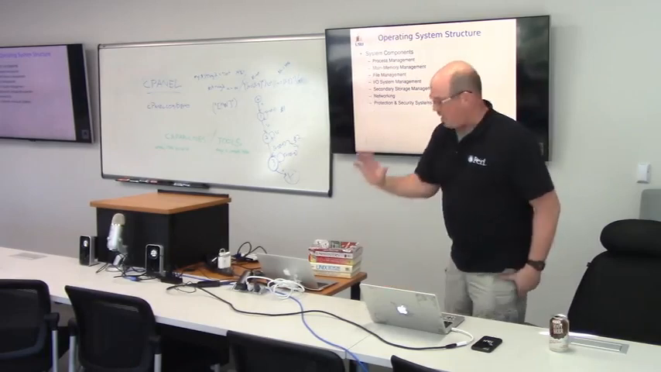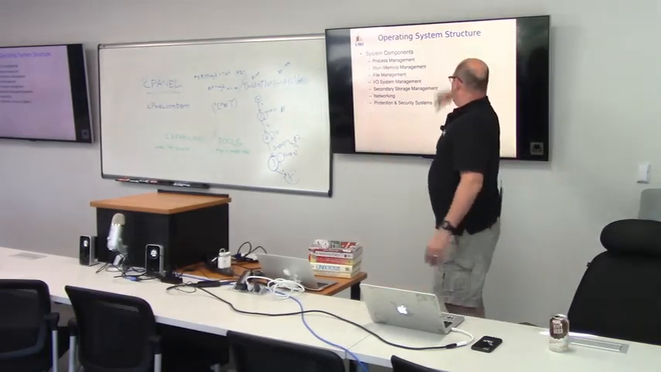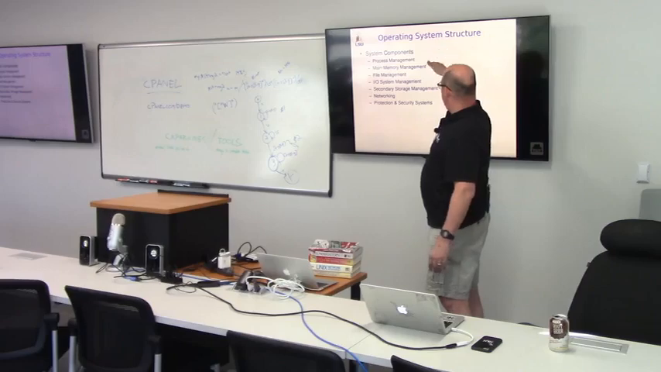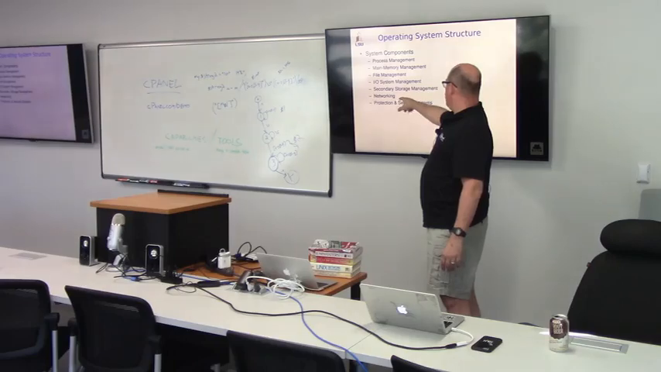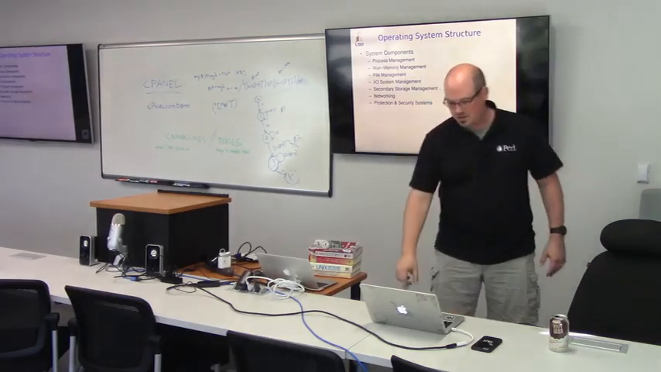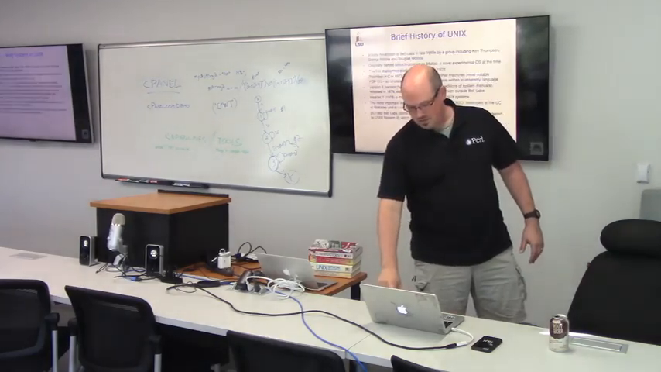And this is just an operating system breakdown: process management, main memory management, file management, I/O system management, secondary storage, so like USB drives or whatever, networking, protection, and security systems. That's pretty much what I just covered.